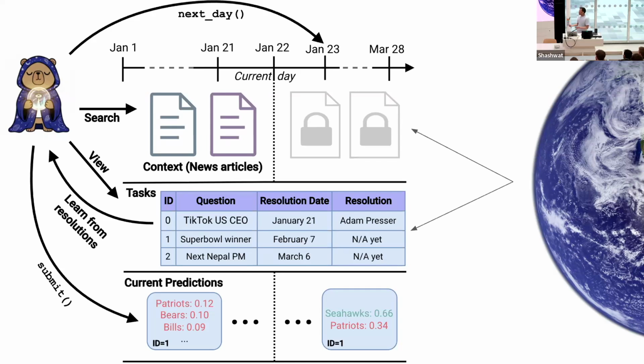Another continual learning signal is that as the world gets to know the ground truth of each of these questions, for example, on January 21st, it became known who the new TikTok CEO was in the US, we put this in the set of questions that the model can view and interact with, so that it can also learn from how its past predictions were wrong or correct. And it keeps doing this interactively, where it views the tasks, learns from resolutions, searches for new context, submits some predictions, and this keeps going for the entirety of the simulation.